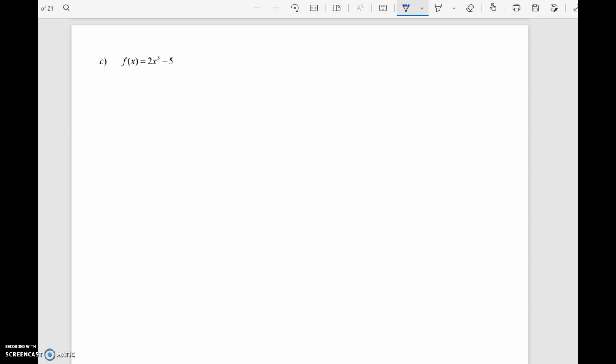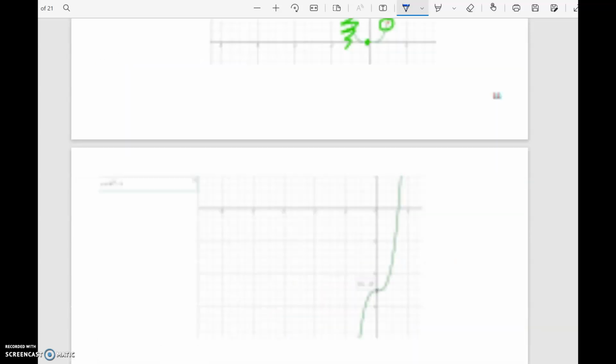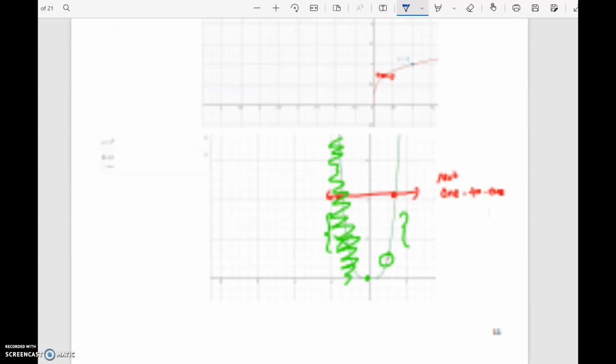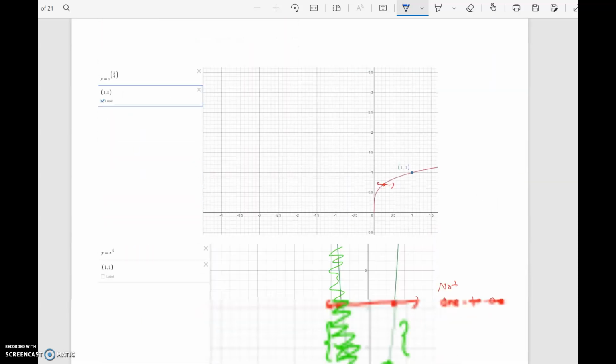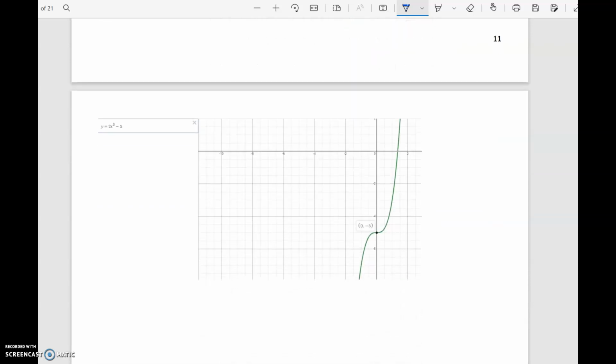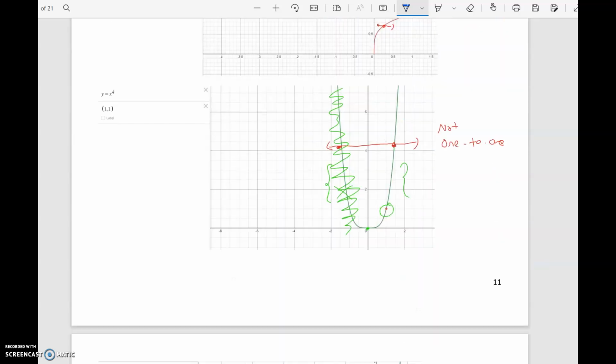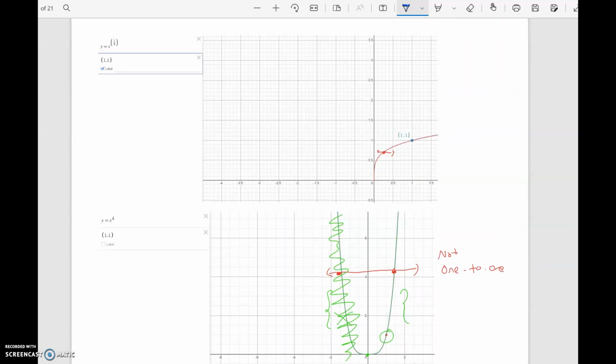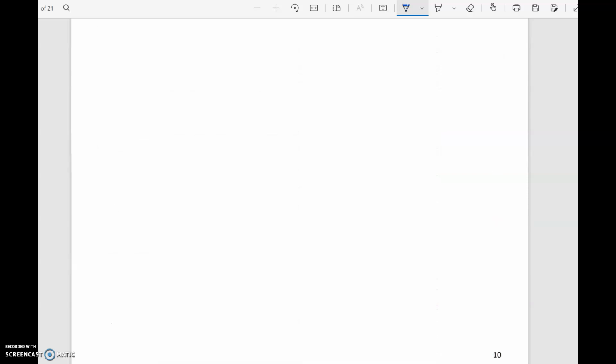It's an x to the 3rd. So let's take a look at what that function looks like. And it is 1 to 1. As we find the inverse, you're going to end up with a cube root. The cube root will also be 1 to 1. So we're not going to have that problem that we had on the other one, on the x to the 4th, that it results in not being 1 to 1.